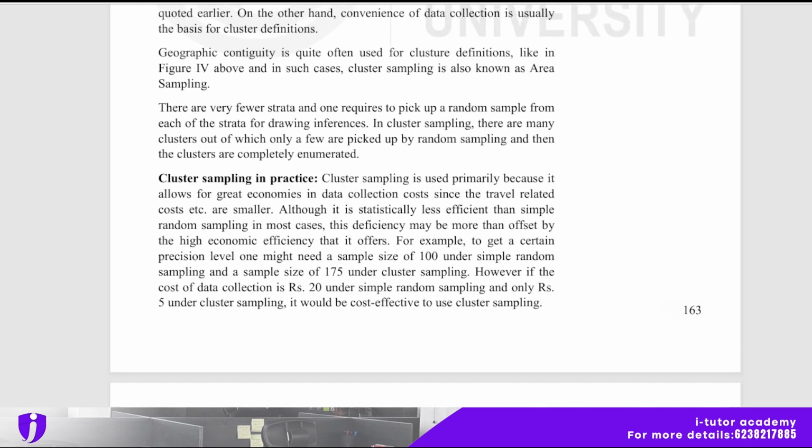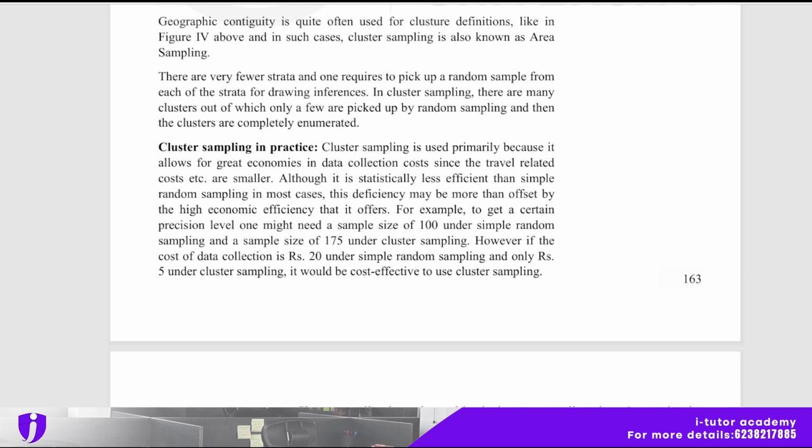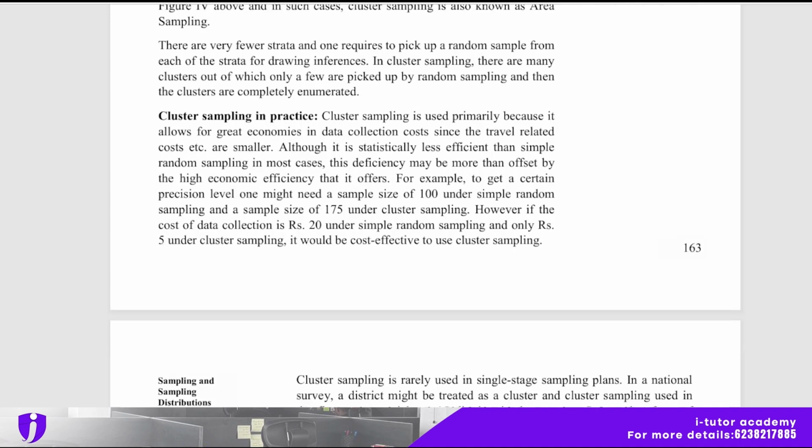And cluster sampling in practice. Cluster sampling is used primarily because it allows for great economies in data collection costs, since the travel-related costs etc. are smaller, although it is statistically less efficient than simple random sampling in most cases. This deficiency may be more than offset by the high economic efficiency that it offers. For example, to get a certain precision level, one might need a sample size of 100 under simple random sampling and a sample size of 175 under cluster sampling.